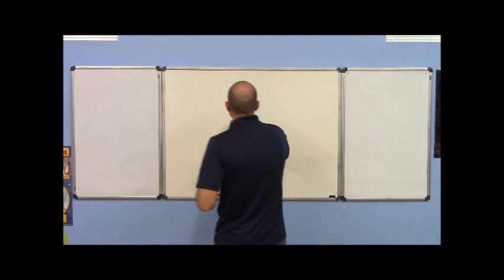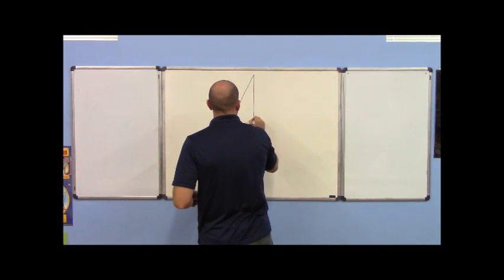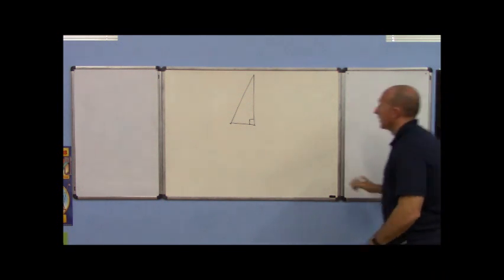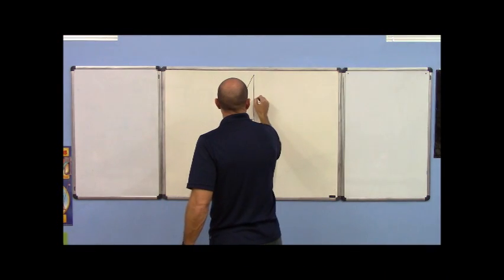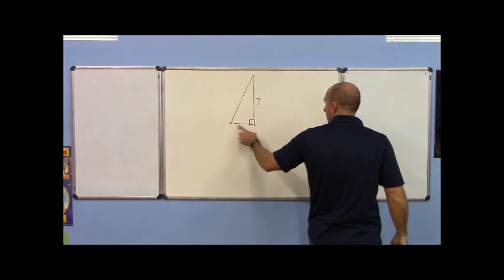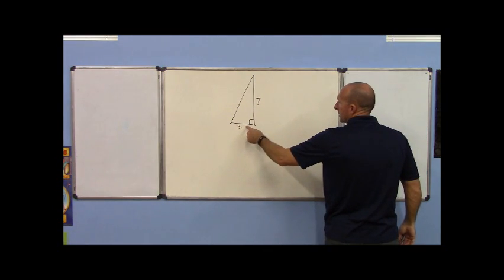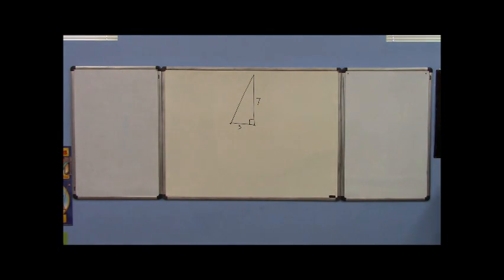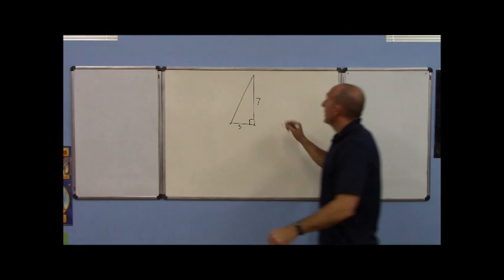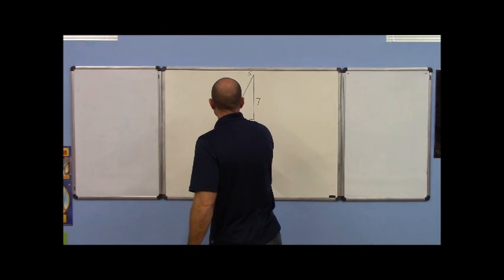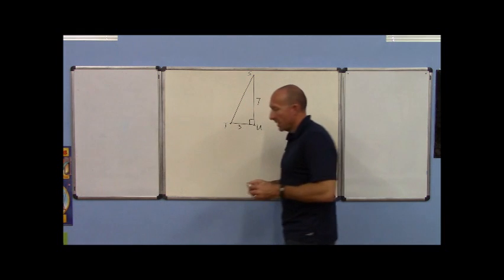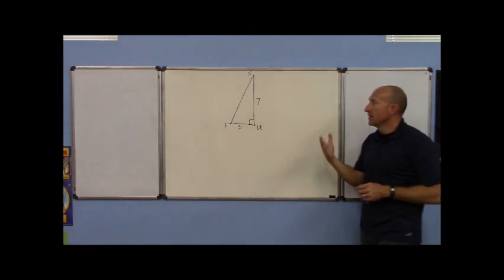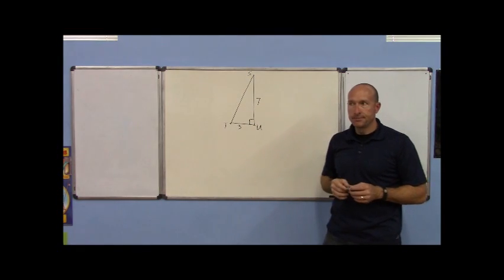So we have this triangle here, a right triangle, and we are given 3 and 7. 3 is the length of this bottom side, 7 for this upright side. We do not know what the hypotenuse is. And it's labeled S, T, and U. Now, who of you remembers how to find the length of the hypotenuse?